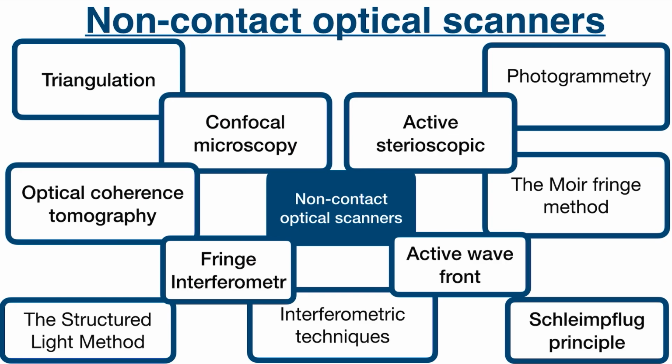Now, coming to non-contact optical scanners, as the name suggests, they do not physically touch the object being scanned. There are several principles like triangulation, confocal microscopy, photogrammetry, stereoscopy, and Moiré fringe method, and so on. The most common method is the triangulation method, where a light source is directed onto the object's surface and a camera-like device such as a charge-coupled device or position-sensitive detector records the location where the laser beam strikes the surface.